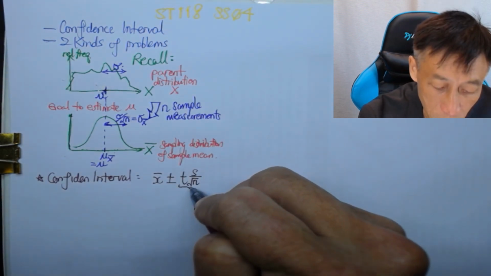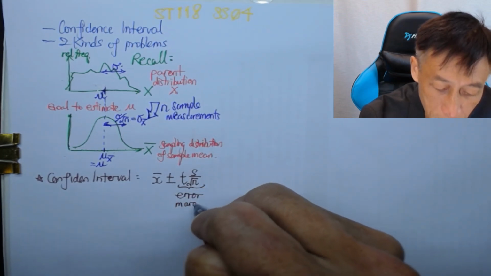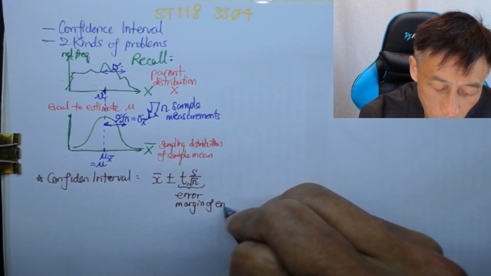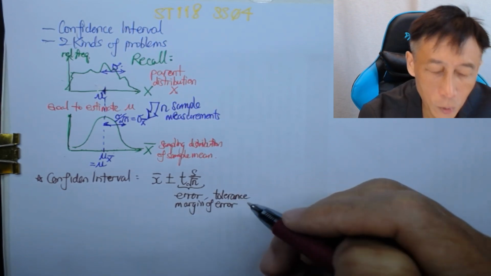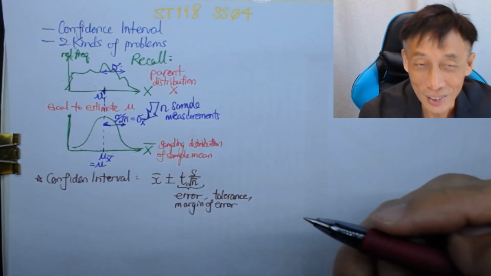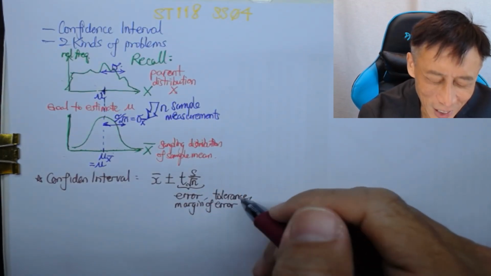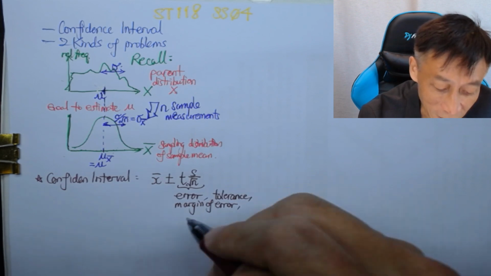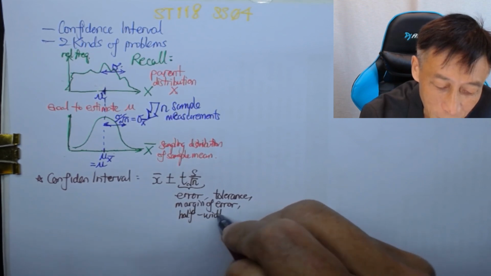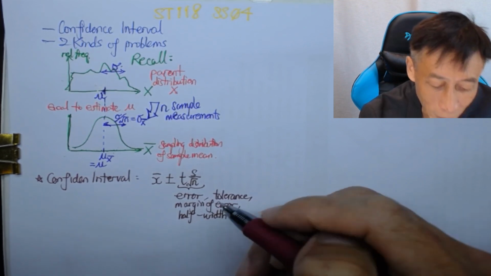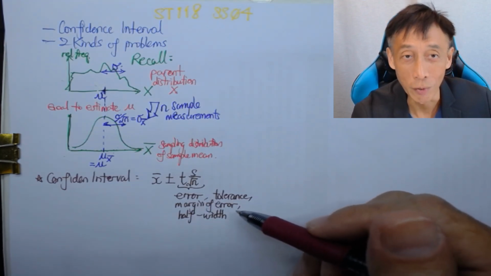This term is called the error, or margin of error, or tolerance. It's got a few different terms and names referencing this value. Tolerance, and yes, it's also usually called half width in textbooks. In practice, it's usually called error, margin of error, tolerance, plus minus. I'm sure you have heard of that.